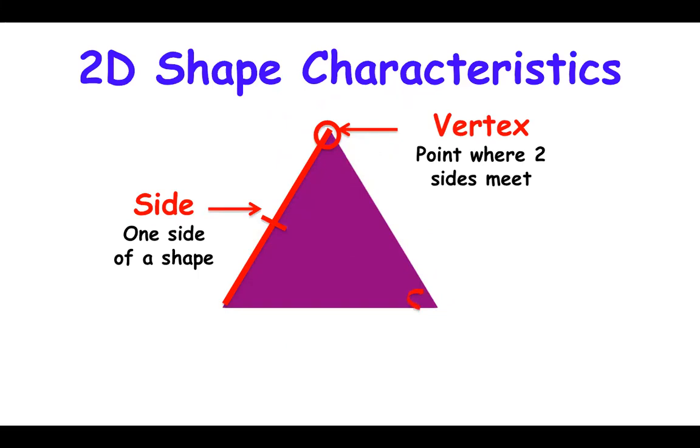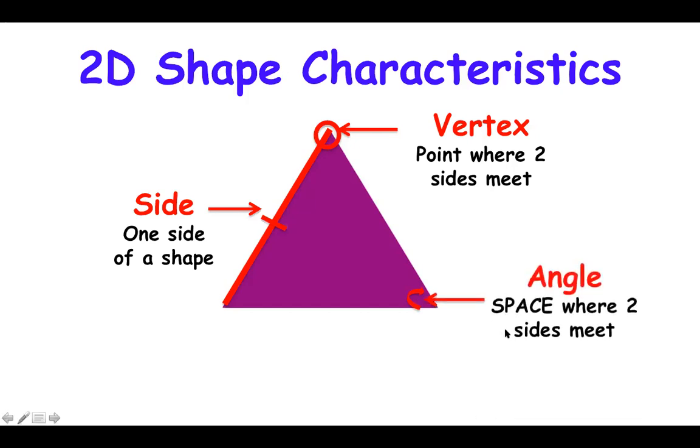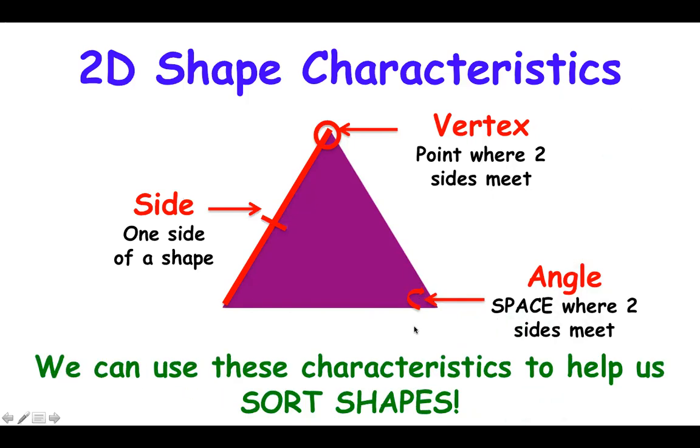We also know that the space that is formed in between when two sides meet, or where there is a vertex, it forms an angle. So the angles are the space where two sides meet. It's this space right here. It's not the point. The point is the vertex. And it's not the lines. The lines are the sides. It's the space inside that makes the angle. Now, we can use these characteristics, side, vertex, and angle, to help us sort shapes. Let me show you what I mean.